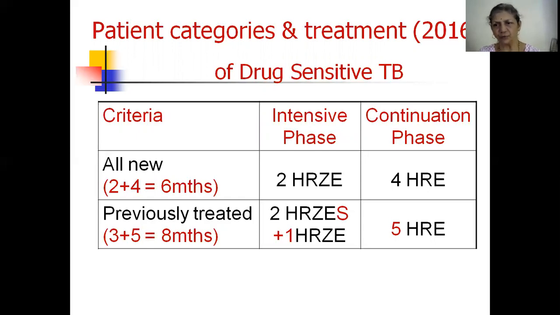And for the subsequent 4 months, they are given 3 drugs instead of 2. So it is 4 months of INH, rifampicin, and ethambutol. So ethambutol has continued into the continuation phase.